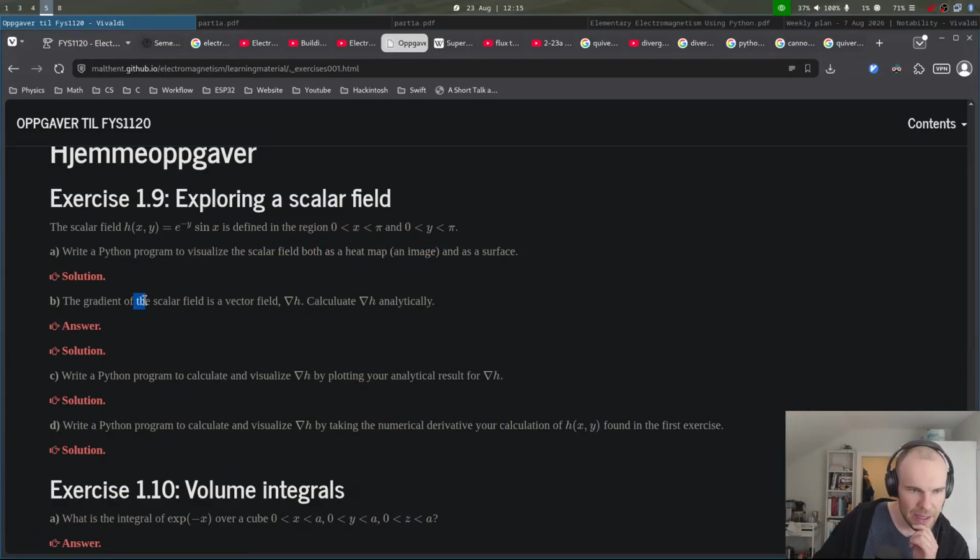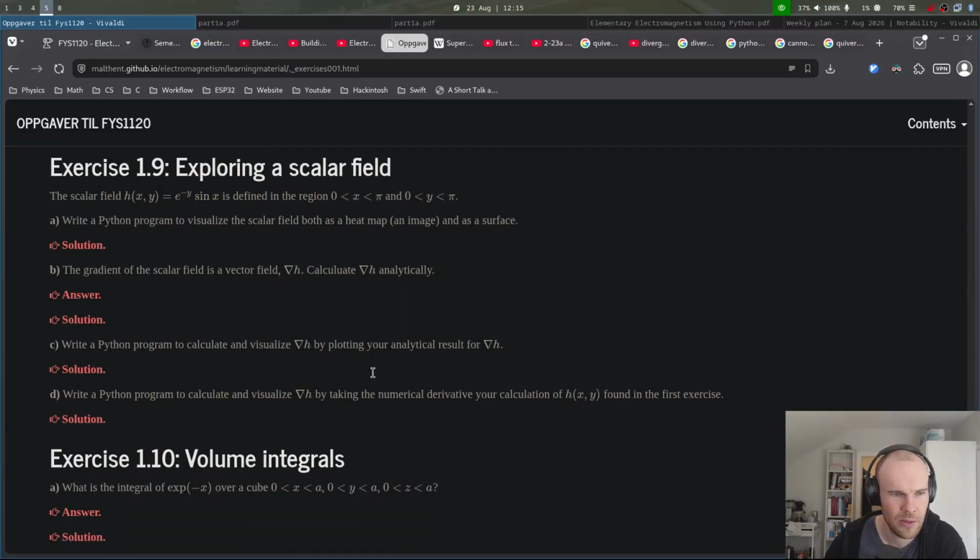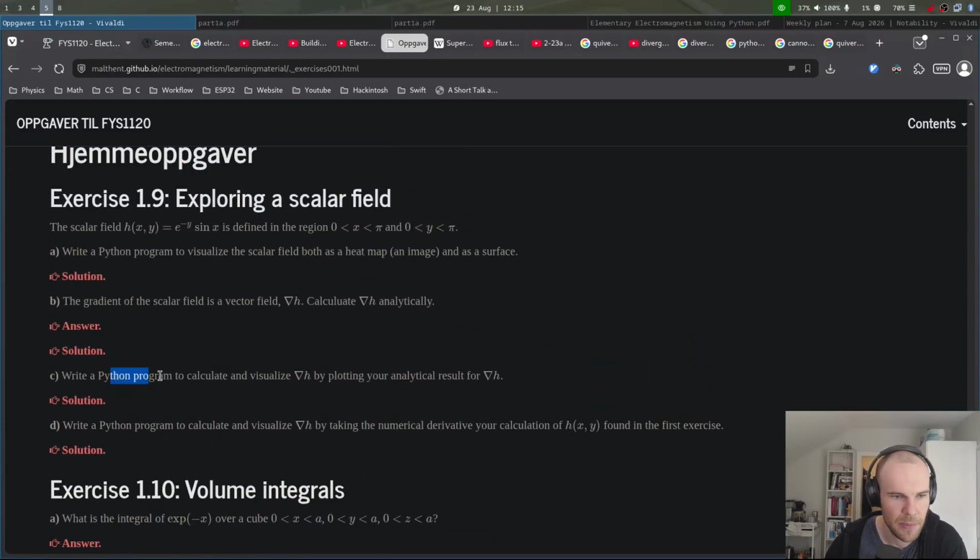Okay, the gradient of the scalar field is a vector field. Right, and calculate this guy analytically. That's pretty easy. We can do this in our brains. This is just the partial in the x direction. So that's just this guy cosine x, and then minus this guy sine x, right? No biggie. Write a Python program to calculate and visualize by plotting that analytical result.